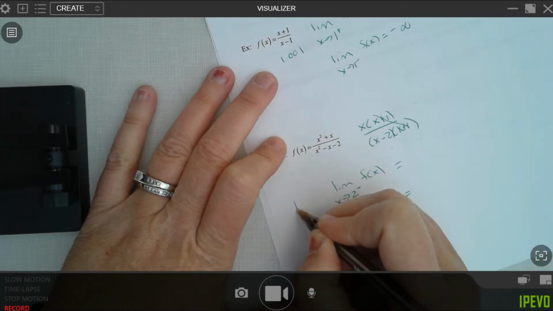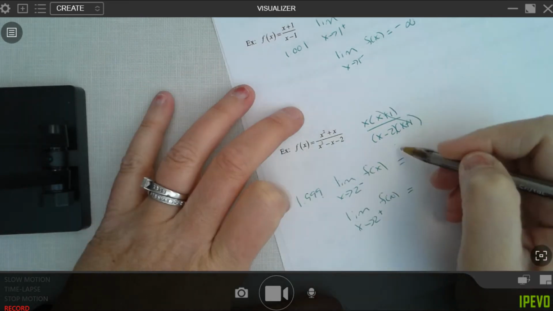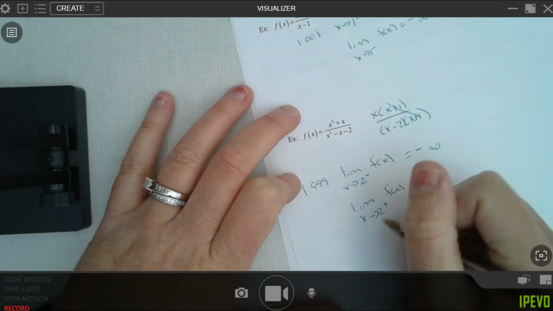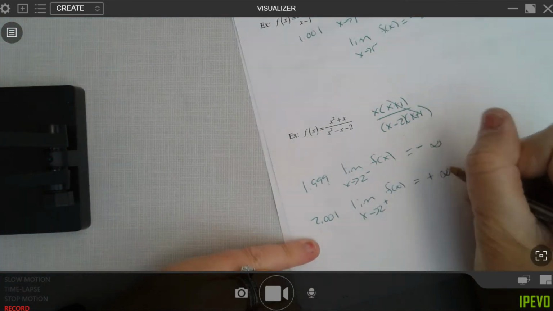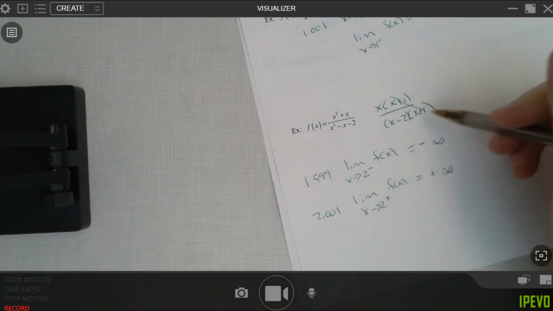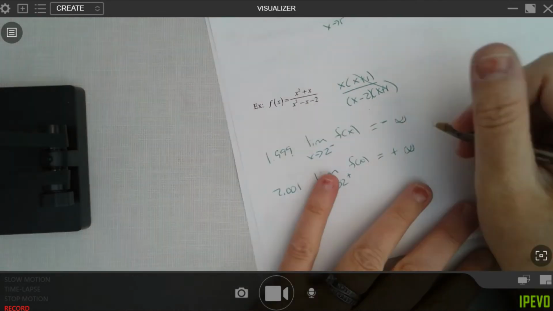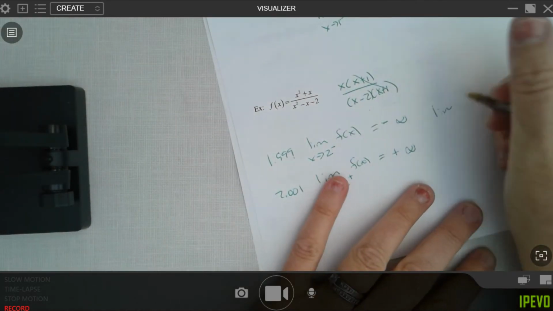So that's plugging in 1.999. So it's positive over negative. This would be plugging in 2.001. So that's positive over positive. So we're going to positive infinity. And this one right here, if you want to do the limit, you could actually get the number that it was going to.